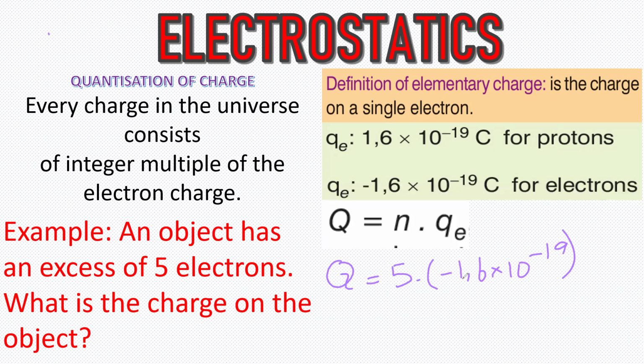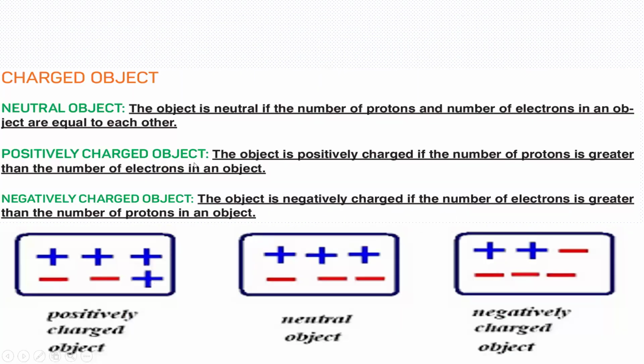Why negative 1.6? Because it's excess electrons. Excess electrons, because of that we are using negative, so more electrons. Q equals 5 times 1.6, getting what? 8 times 10 to the power of minus 19 coulombs. All right, so when you calculate the charge of a 5-electron object, you are getting that number. And then, okay, let's continue.